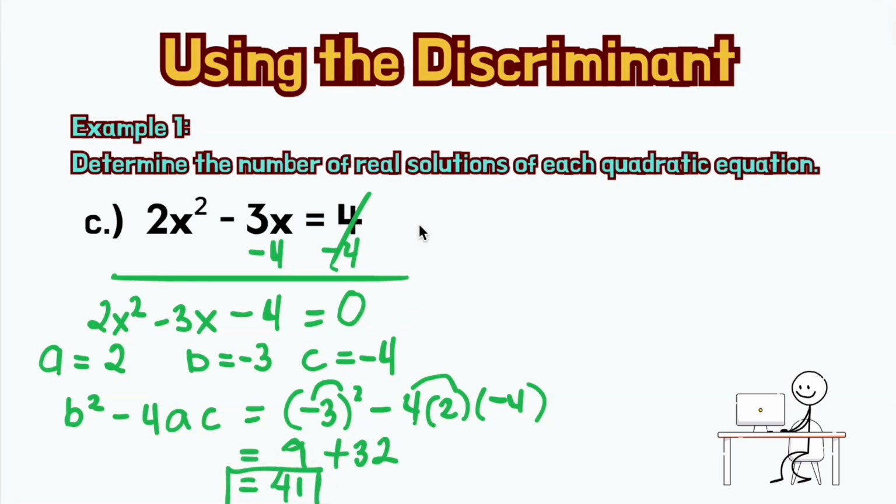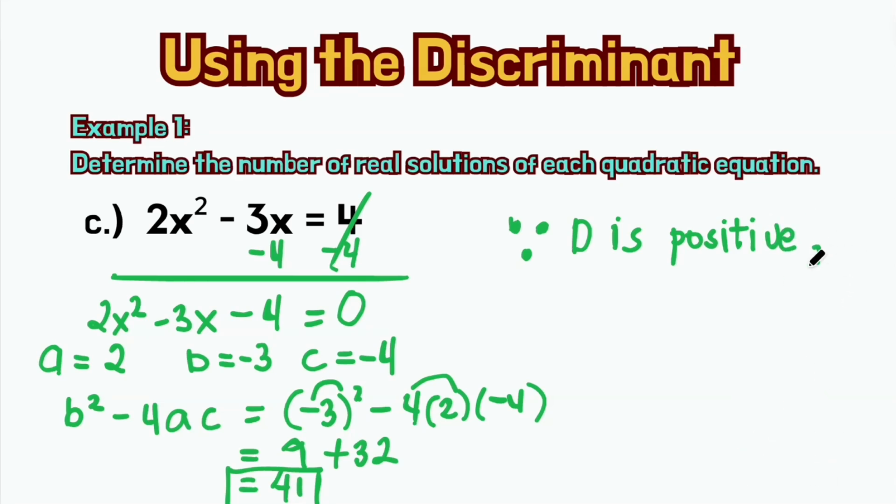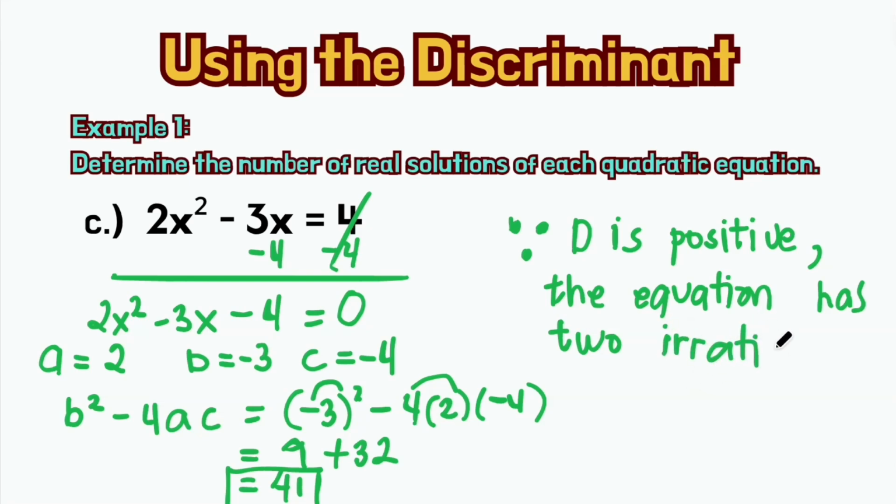And as you can see, the discriminant here is positive 41. And positive 41 is not a perfect square number. Therefore, using the case given above, the discriminant is positive. Because the discriminant is positive, you know what will happen? Yung equation natin, the equation has two irrational solutions.